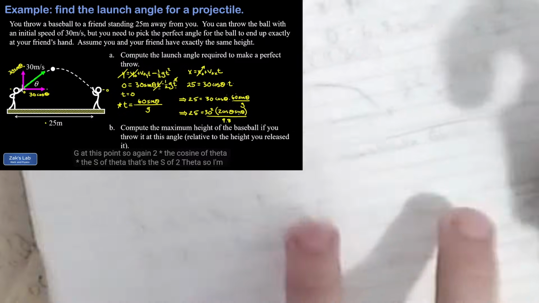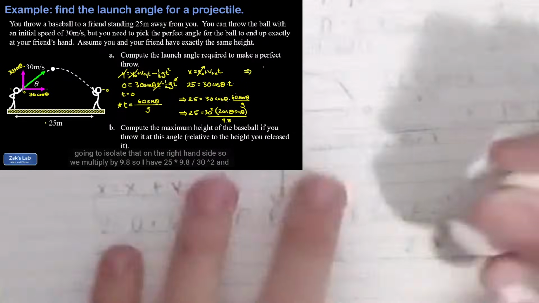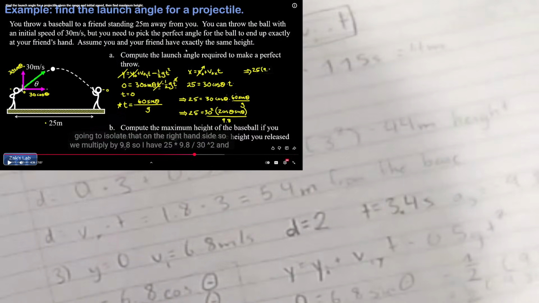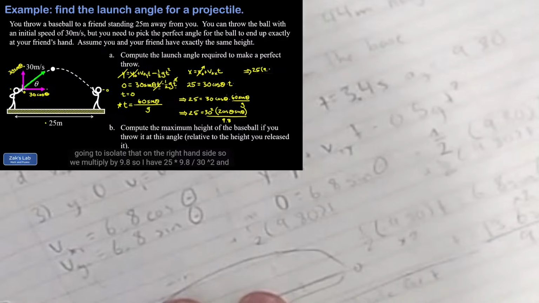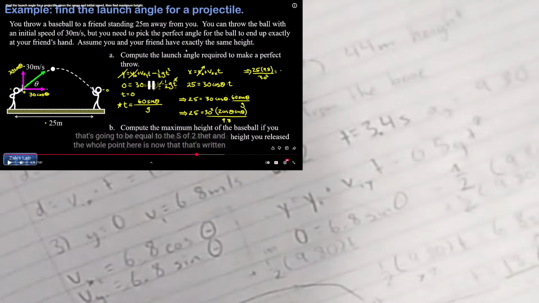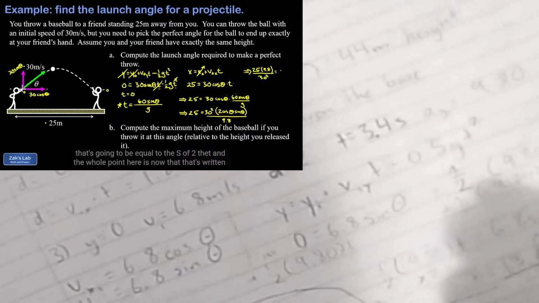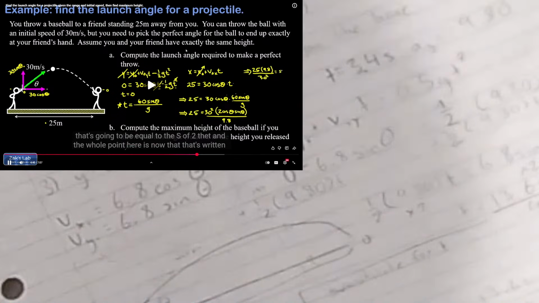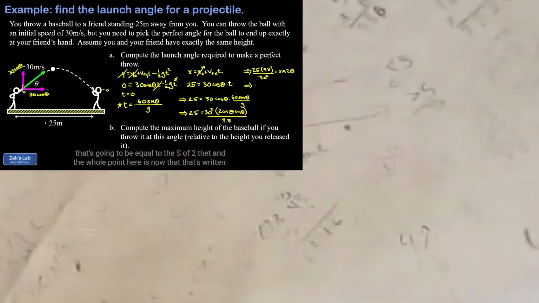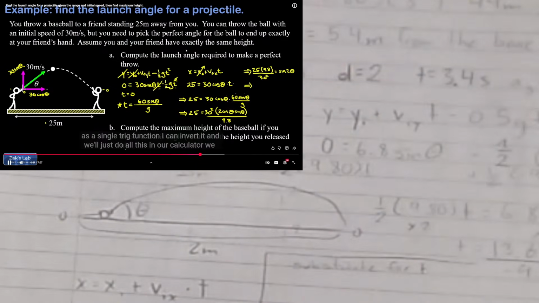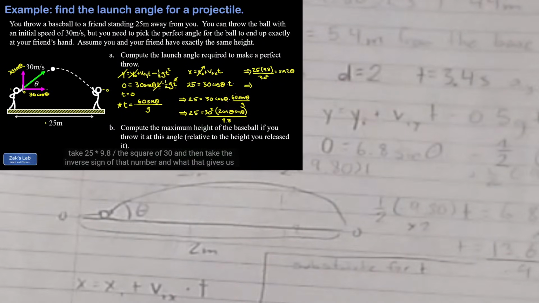Again, 2 times the cosine of theta times the sine of theta, that's the sine of 2 theta. So I'm going to isolate that on the right hand side. So we multiply by 9.8, so I have 25 times 9.8 divided by 30 squared, and that's going to be equal to the sine of 2 theta. Now that that's written as a single trig function, I can invert it. We'll just do all this in our calculator. We take 25 times 9.8 divided by the square of 30, and then take the inverse sine of that number.